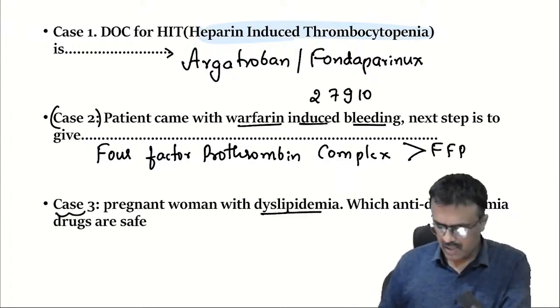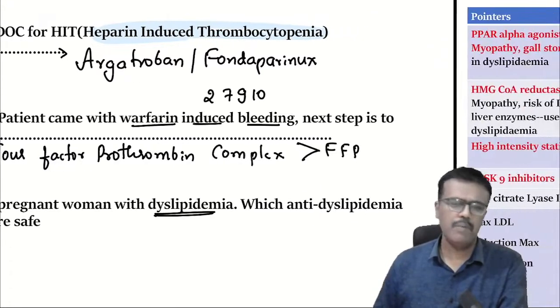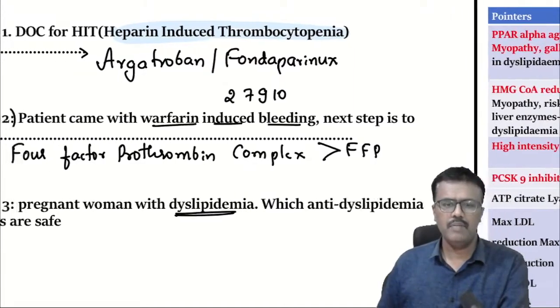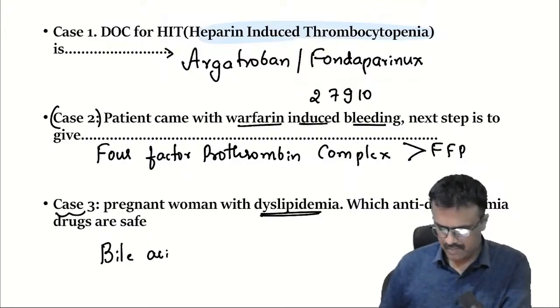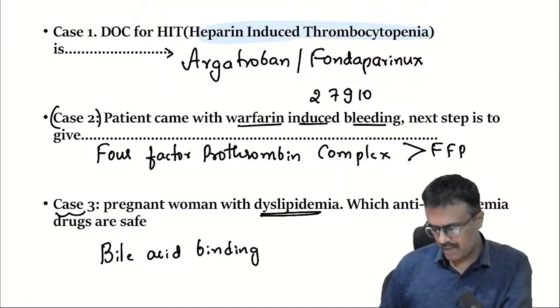A pregnant woman has dyslipidemia or familial hyperlipidemia. Which anti-dyslipidemia drugs are safe? The drugs are bile acid binding resins, which are safer in pregnant women.